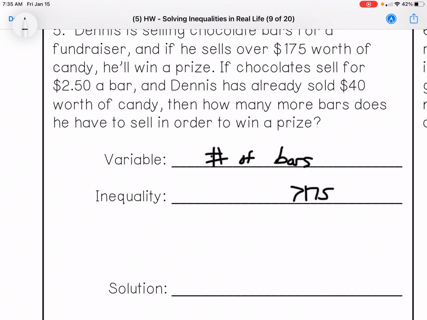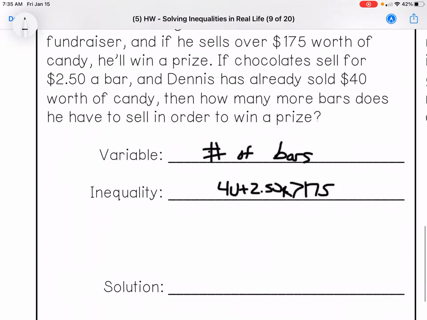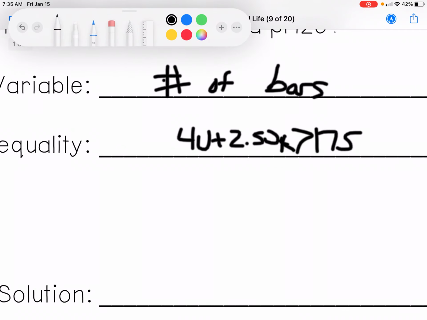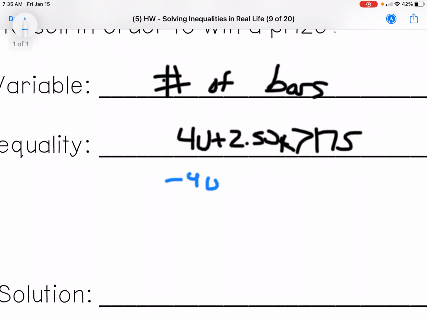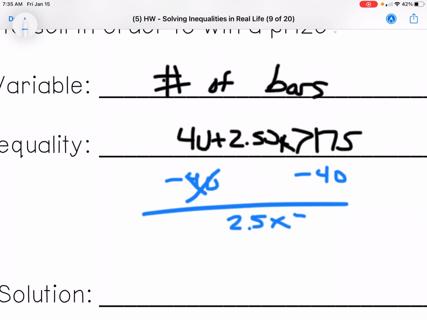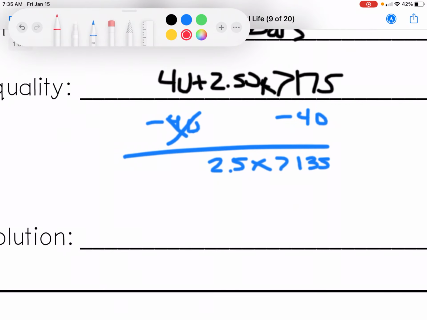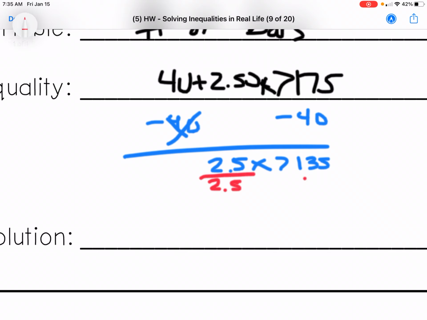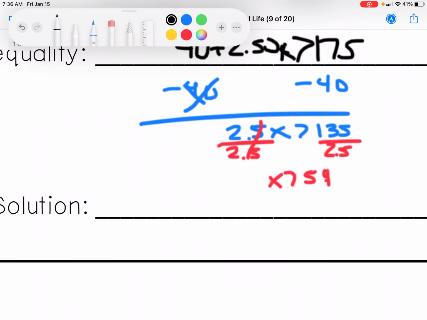He's already sold $40 worth, and then he needs 2.50 times x, because we don't know how many more bars. Okay, so we're going to subtract 40. You're left with 2.5x is greater than 135. Divide by 2.5. And you're left with x is greater than 54. So the answer is 54 bars.